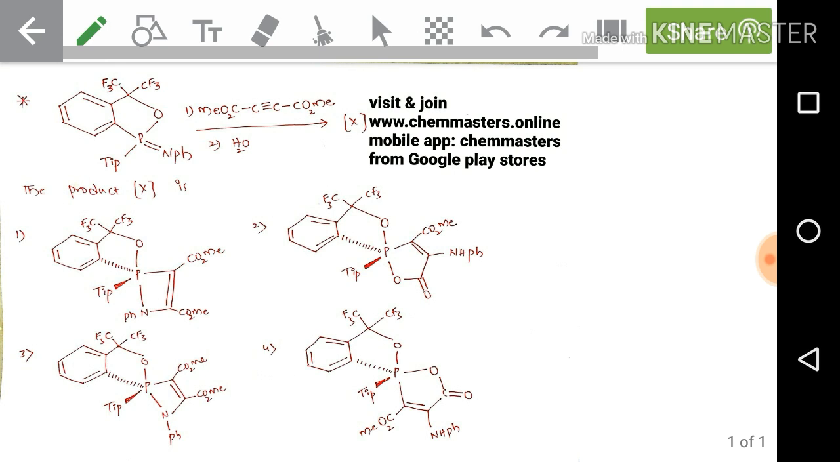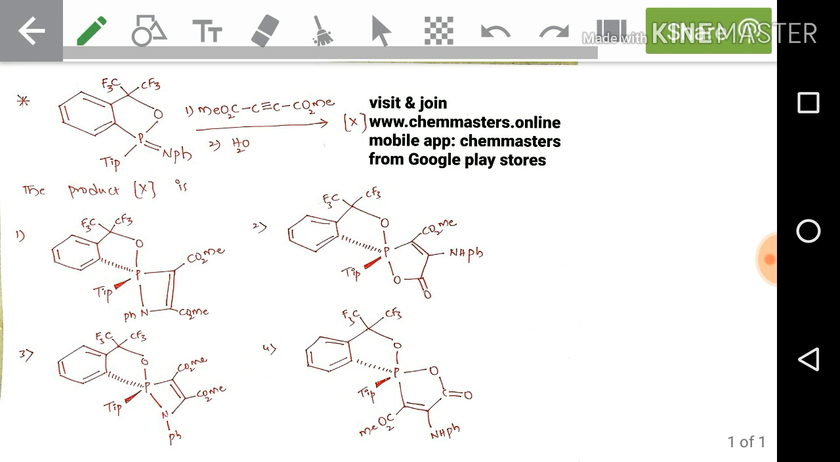Here, without knowing the reaction and its mechanism, one can answer this problem just by having the standard basics of chemistry with logical thinking. Okay, first look at the problem and how it is made.